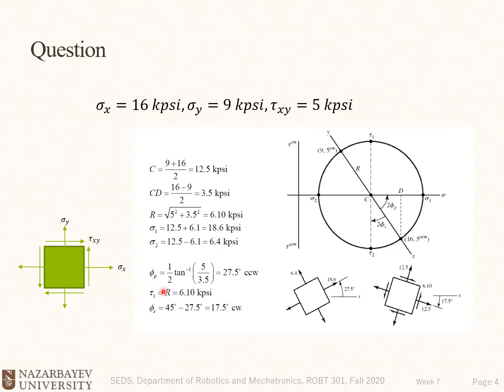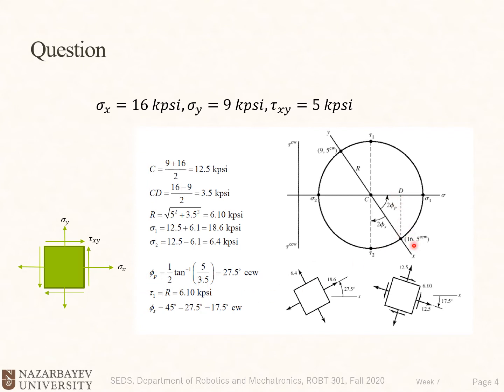Now we want to find phi. We have our principal normal stresses, and the principal shear stress is this tau 1. It's equal to R, and we already calculated R is 6.1. Now we want to see what is the angle between the principal normal coordinate system and our applied coordinate system. So we need to find this angle phi p, or phi principal. And as we said, angles on the Mohr circle are twice the real angles.